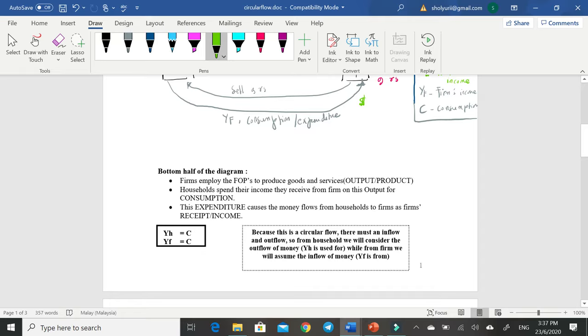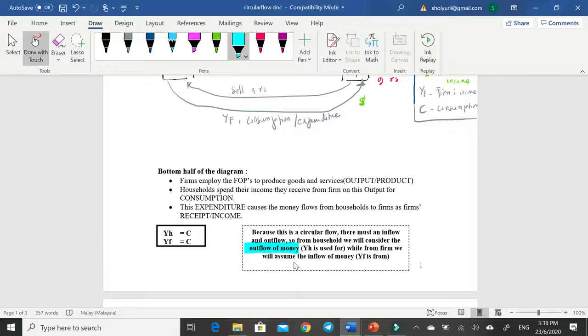So sekarang ni untuk household kita akan tengok dari segi outflow. Biasanya household bila dia earn the money, kita lah kan isi rumah, bila kita bekerja kita dapat gaji, we will spend the money. Kita bukan dapat gaji untuk disimpan sahaja, kita akan spend the money. Sebab itulah untuk household kita akan tengok outflow of money. Di manakah YH tu maksudnya income household digunakan untuk apa?